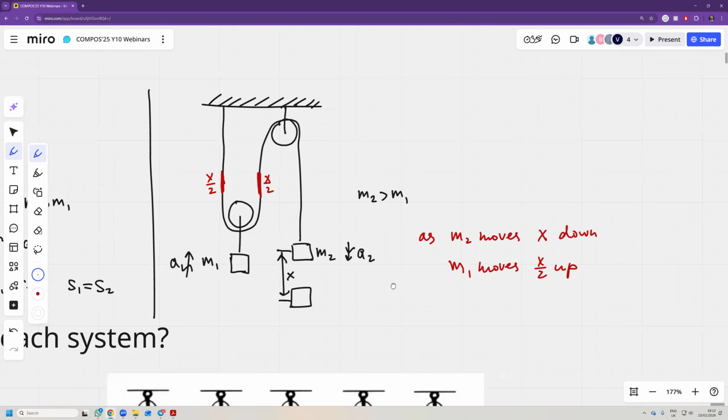I hope that makes sense. Intuitively, you can kind of figure it out. If this one moves down, you've used x meters of rope. So the rope moves by x meters down. But because this piece is connected to two ropes, then you only need x over 2 twice. And that means that M1 will only move x over 2. So A1 is not A2.